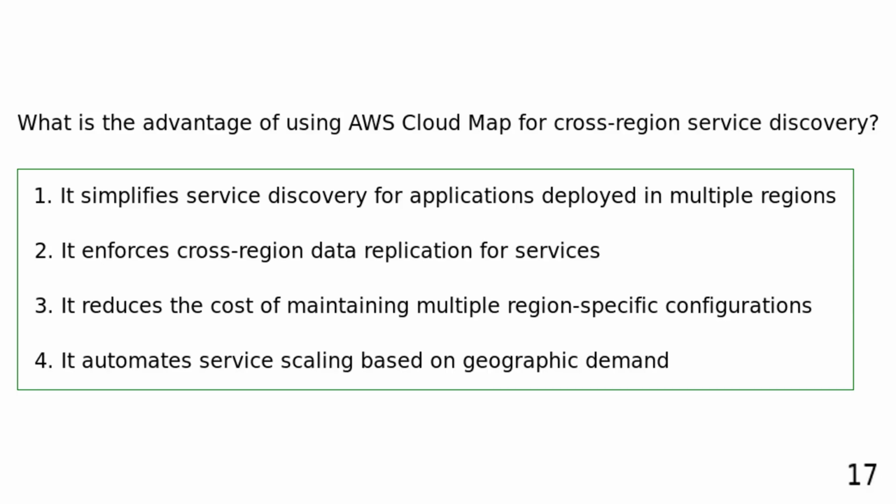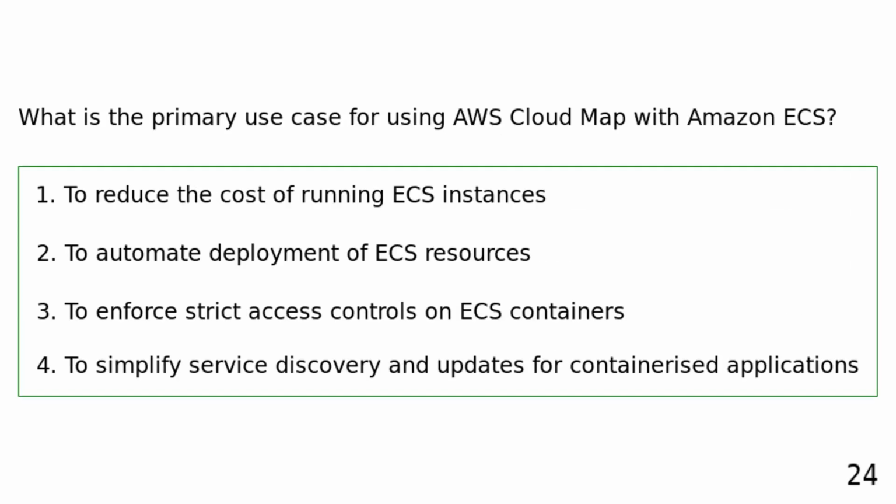What is the advantage of using AWS Cloud Map for cross-region service discovery? It simplifies service discovery for applications deployed in multiple regions. It enforces cross-region data replication for services. It reduces the cost of maintaining multiple region-specific configurations. It automates service scaling based on geographic demand.